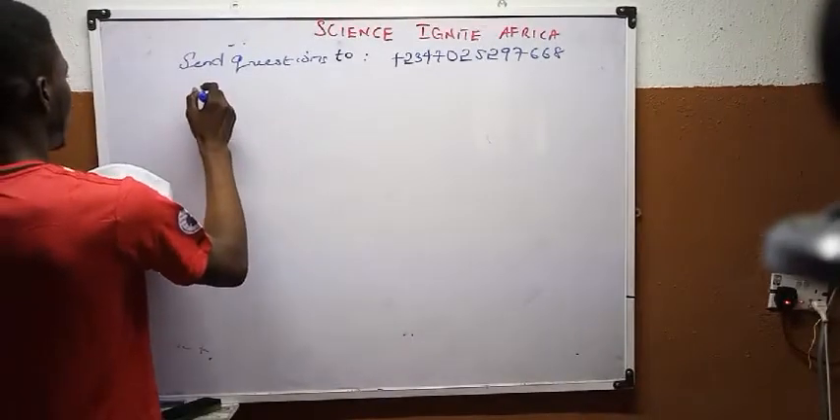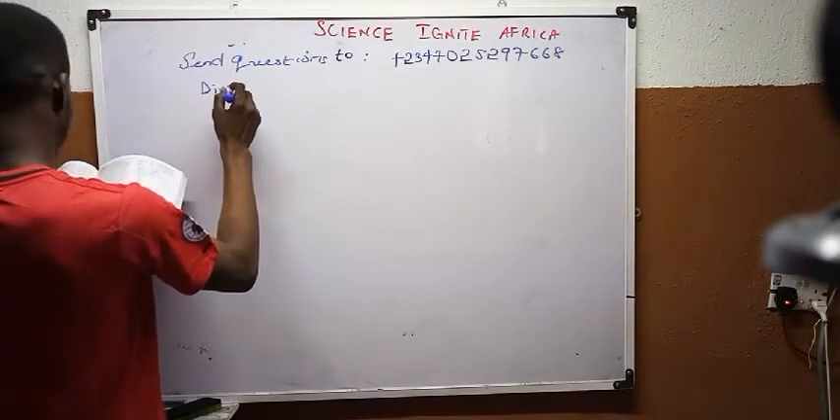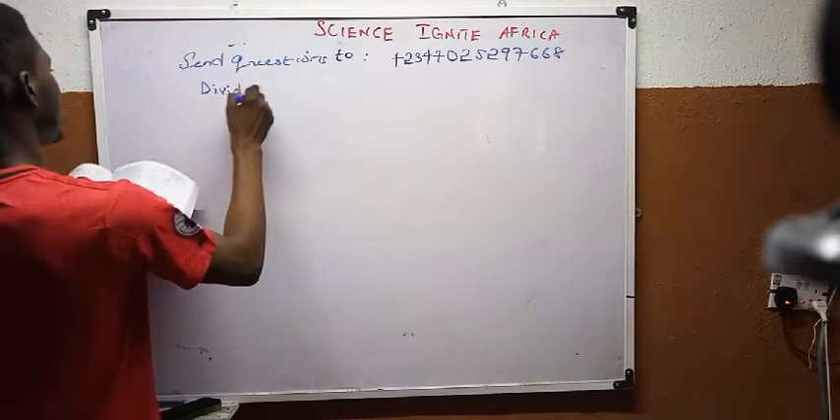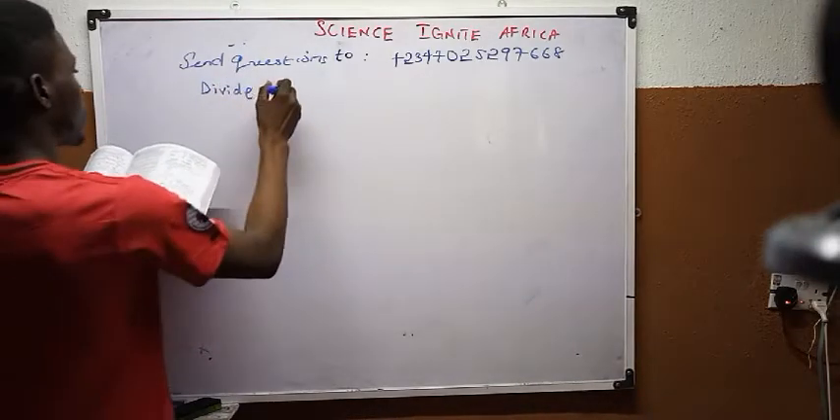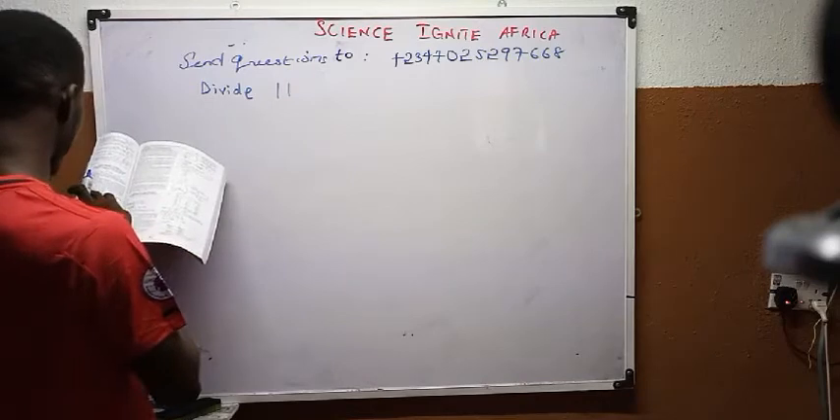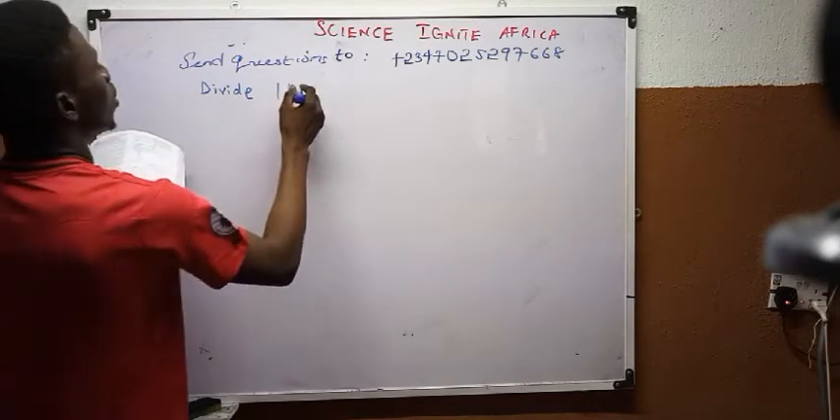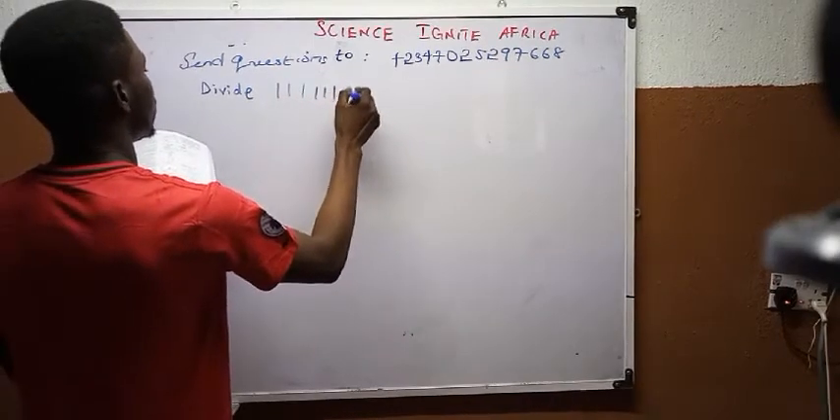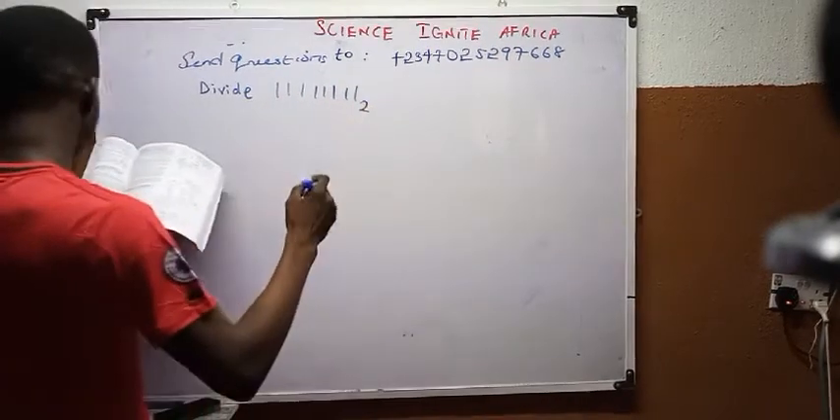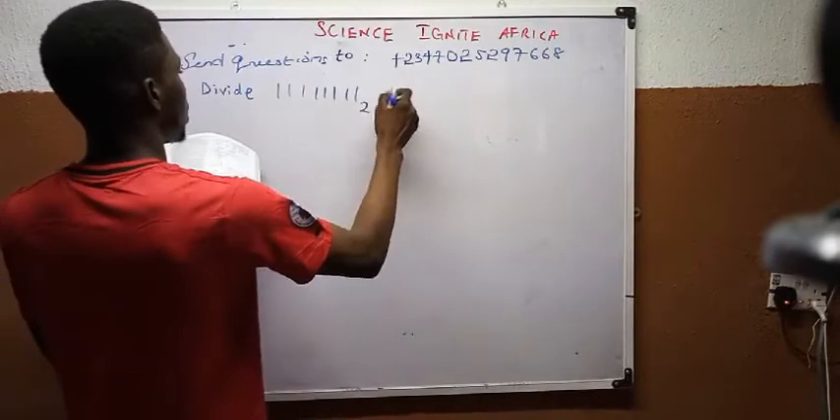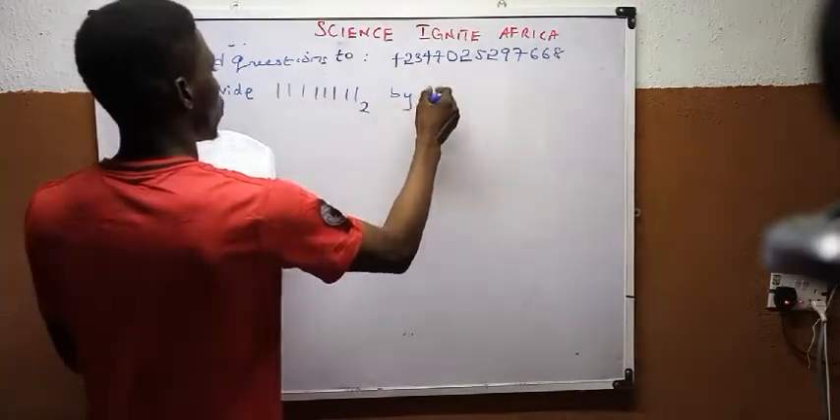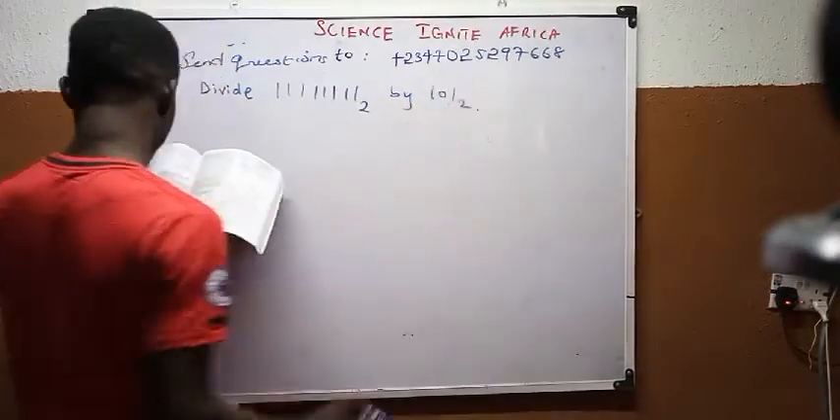The question says divide... let me count them off without that one: 3, 4, 5, 6, 7, 8. Base 2. Divide it by 101 base 2.